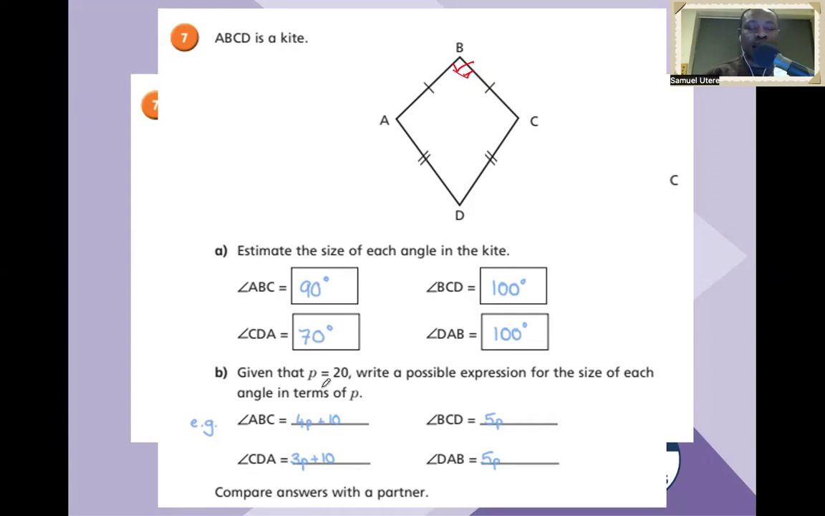Then you are asked, given that P is equal to 20, write a possible expression for the size of each angle in terms of P. All right, so we can say 90 degrees is 4P add 10, and you can have several examples of how to write these numbers in terms of P if P is 20.